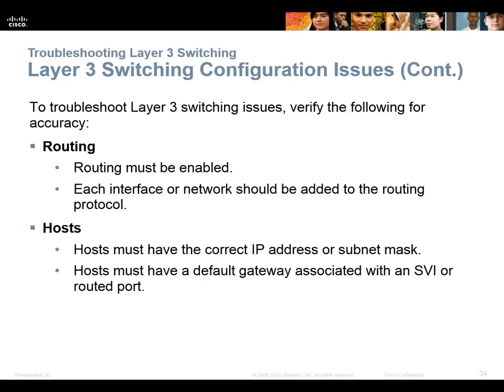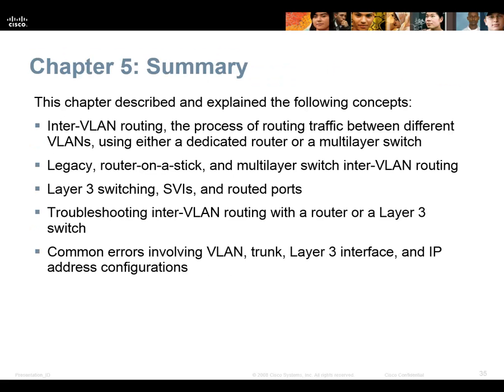To troubleshoot layer 3 switching, verify that routing is enabled and that each interface is added to the routing protocol. Make sure you're using the same protocol across them as well. Hosts must have the correct IP and subnet. Hosts must have a default gateway associated with a switch virtual interface or a routed port.